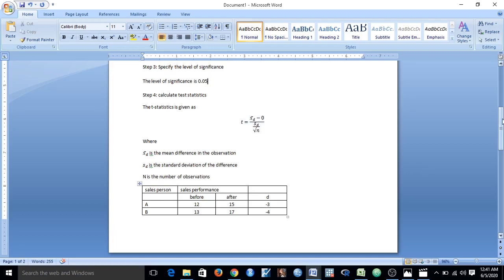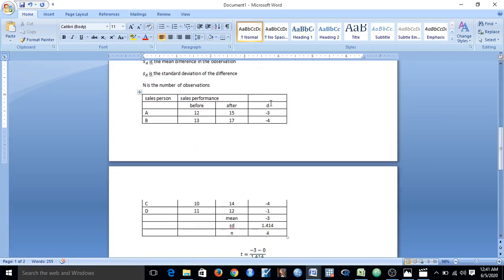So how do we come across our d bar and sd? What we do is to create a new variable d, which will be the difference between sales performance before and after. So we have 12 minus 15 is minus 3, 13 minus 17 is minus 4, then up to the last salesperson. Then we find the average. If we add these and divide by 4, we have minus 3. Then finding the standard deviation, we have 1.414, and the number of observations we have is 4.